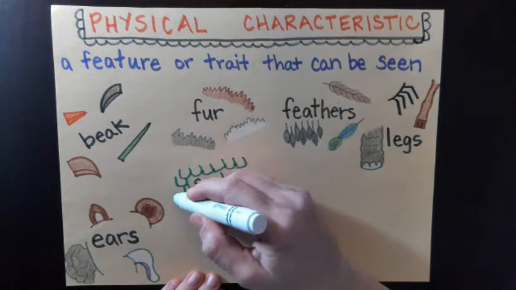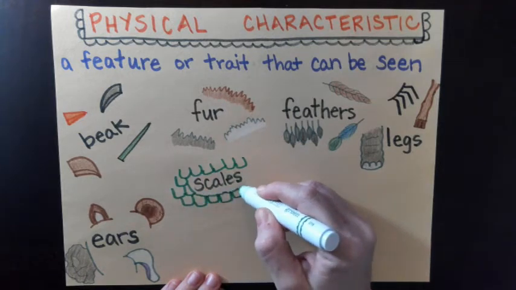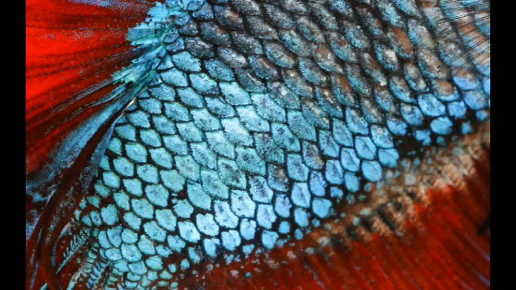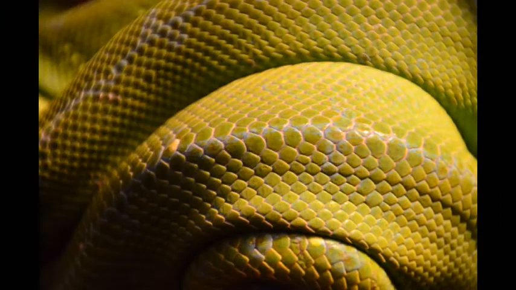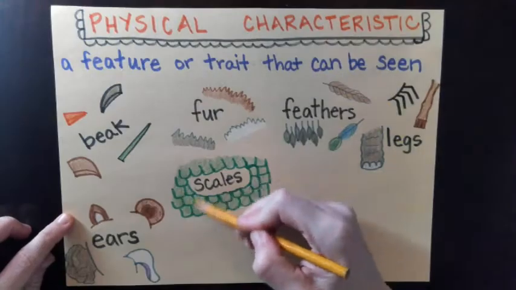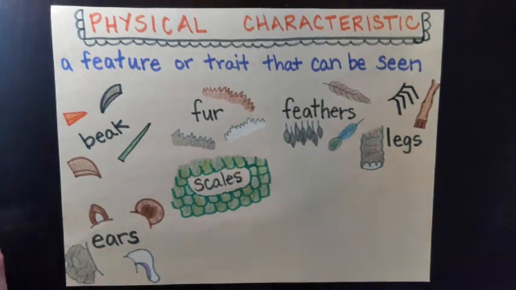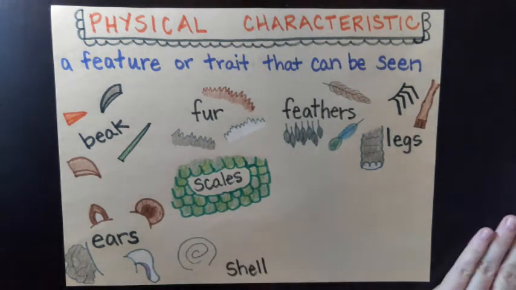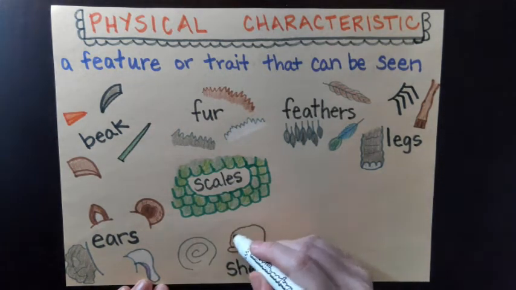Scales would be another example of a body covering, and scales such as on a fish help protect that fish from its predators. It helps keep moisture inside its body. It helps keep harmful things and bacteria on the outside of its body, just like our skin protects our bodies.